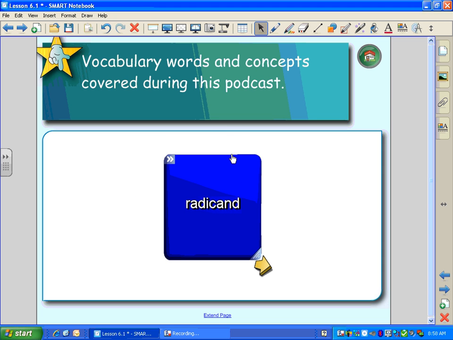A radicand. A radicand is the number underneath the square root sign. So for example, if I asked you to find the square root of 9, 9 is the number underneath your square root sign. So by definition, we say that 9 is the radicand in this problem. All right, I'm going to leave that there because I'm going to need it again in just a minute.